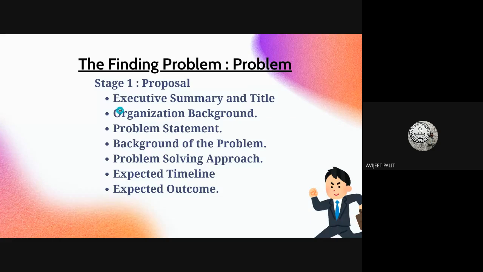In a report, and basically in any professional report, you'll find the executive summary. The executive summary is a summary of the whole document. It should contain the highlights of the organization's background, the problem statement, the background of the problem, the problem solving approach, the expected timeline, and the outcome. So you have to summarize all these sections in your executive summary.